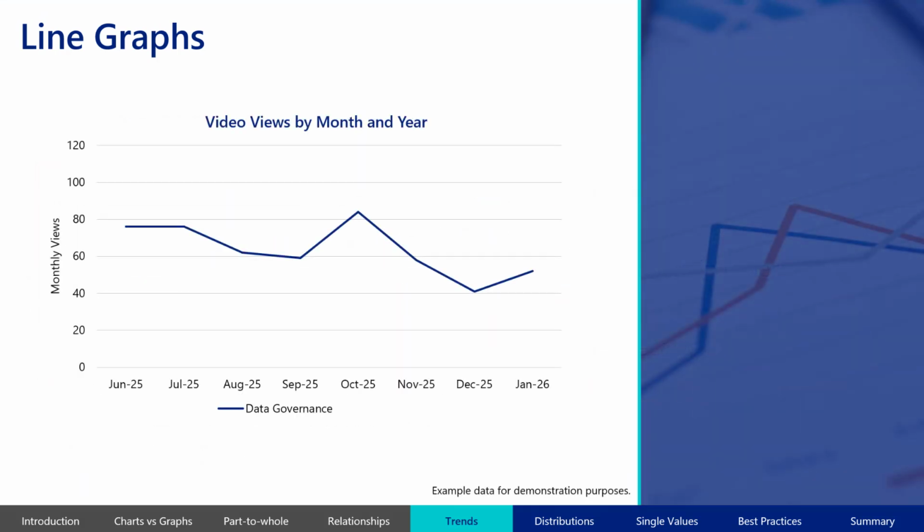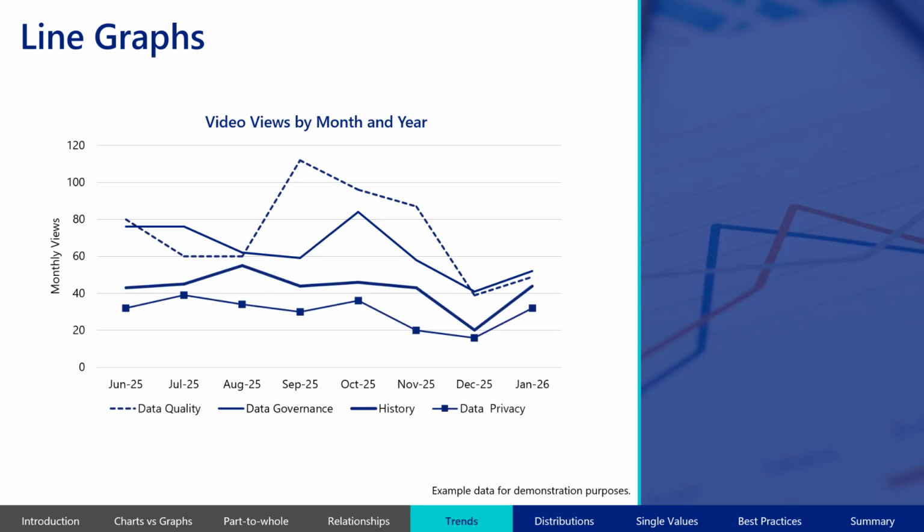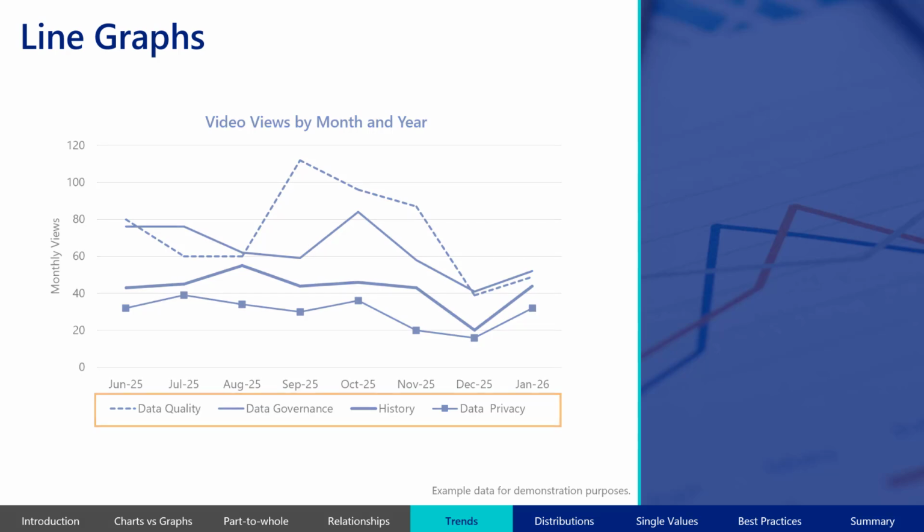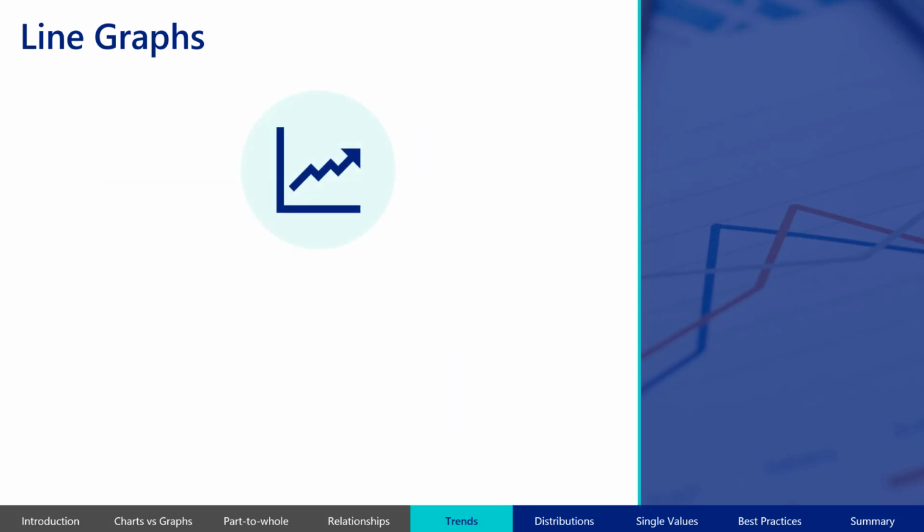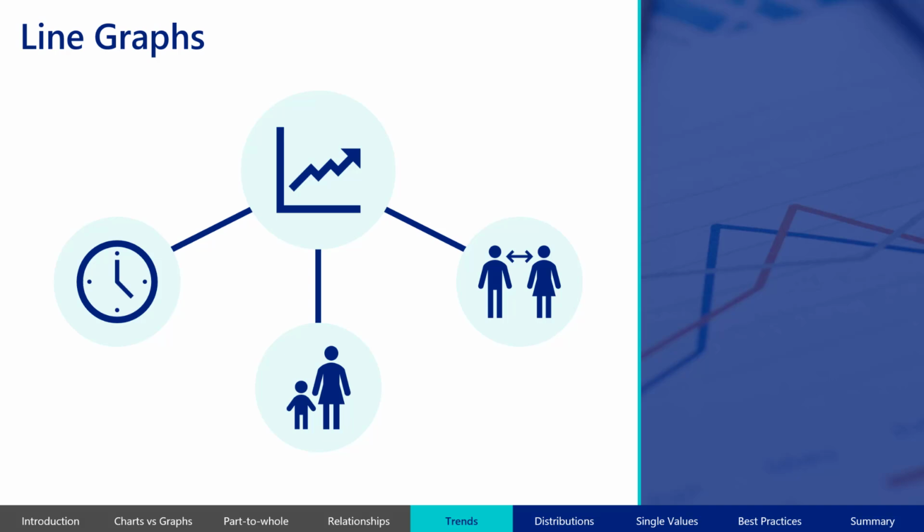Line graphs may be simple, displaying only one line to represent the relationship between two variables over time, such as the number of video views by month for a data literacy video on data governance. Line graphs may also be complex, displaying multiple lines when there is more than one group, such as the number of video views by month for different data literacy videos. You can use different line widths and types to help the audience better differentiate the lines. Line graphs aren't only used for visualizing data over time. Other continuous variables, such as age and distance, can be visualized with line graphs as well.